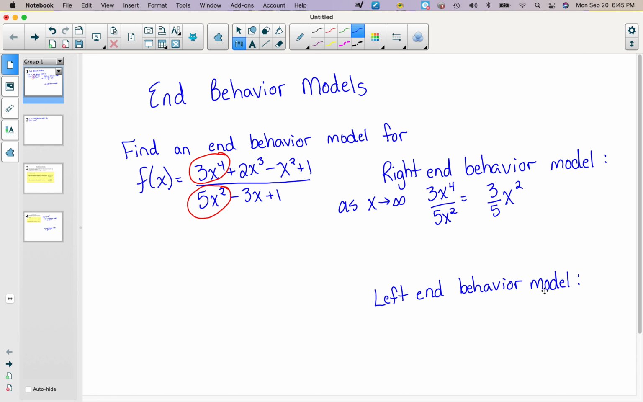To figure out a left end behavior model, you think about what happens as x approaches negative infinity. Because I'm raising something negative to the fourth power, and I have the second power here, my value is still going to be positive. So I actually get the same thing. My right end behavior model and my left end behavior model are the same.